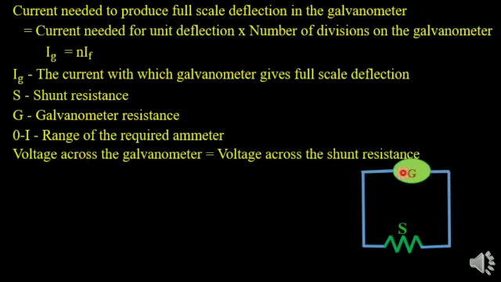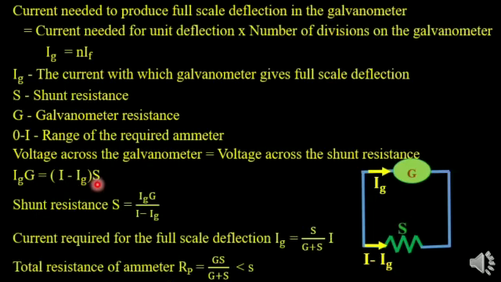Since the galvanometer and shunt are both connected in parallel, the voltage across the galvanometer equals the voltage across the shunt resistance. We know voltage equals current into resistance. Voltage across the galvanometer is the current through the galvanometer, Ig, into the resistance of the galvanometer, G. Similarly, voltage across the shunt resistance is the current through the shunt resistance, which is I minus Ig, into the shunt resistance S. After rearranging this formula, the expression for shunt resistance is S equals Ig into G divided by I minus Ig.